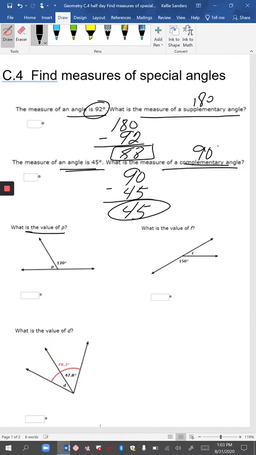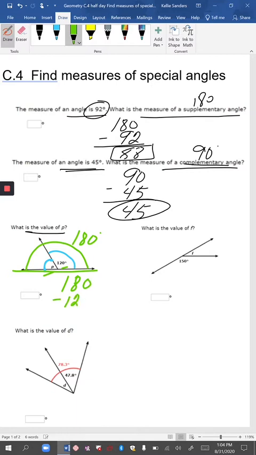What is the value of P? Here's P. This angle is 120, and we want to know this angle. This whole thing is a straight line, and in a straight line, that would be 180 degrees. So 120 and P would add up to be 180. So what would we do to find P? That's right. We would subtract.